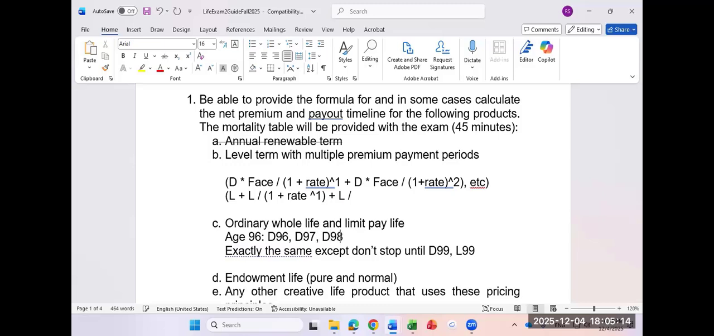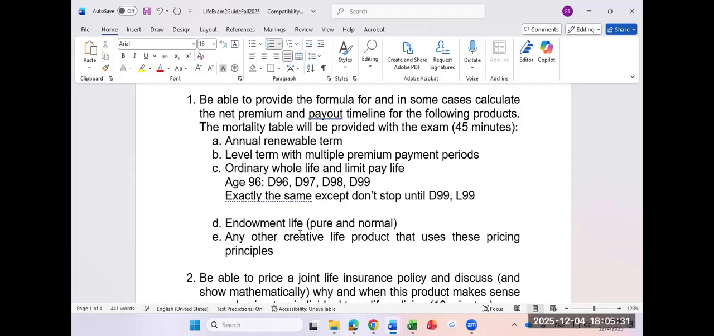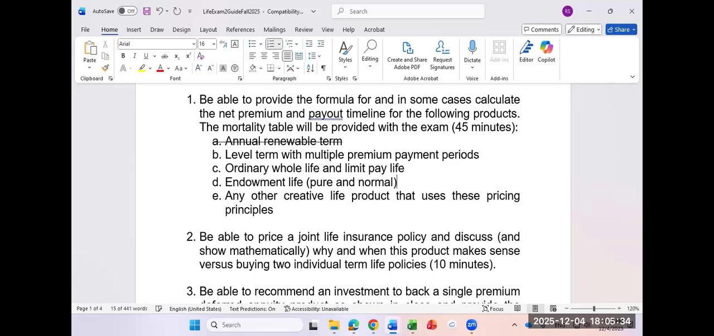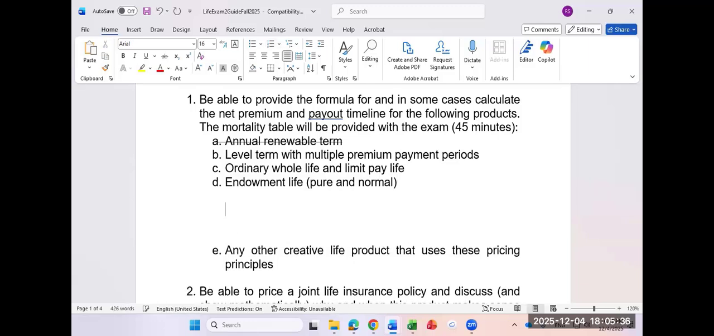D97, D98, D99. You're going to have L96, L97, L98, L99. Real straightforward. Anytime it's ordinary, you just go all the way out to the very end until you hit 99. But the formula looks exactly the same. It's just which D's do you use. So nothing new there. The endowment is the tricky one.